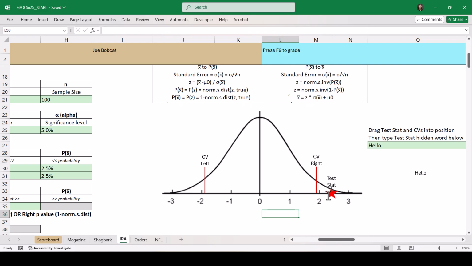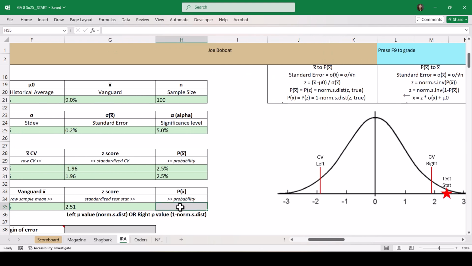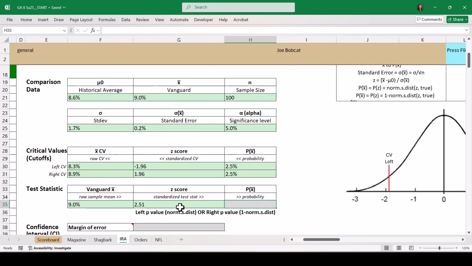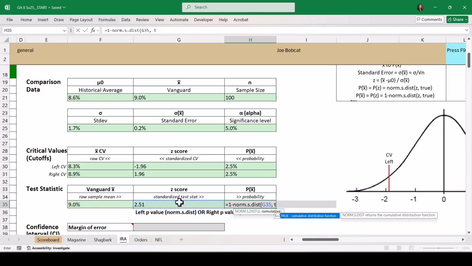We want to compute the area to the right, right? That's going to give us the tail, and that's what we want. We want the area of the tail. So we are going to do 1 minus norm.s.dist, and then we're going to take our test statistic and then true.